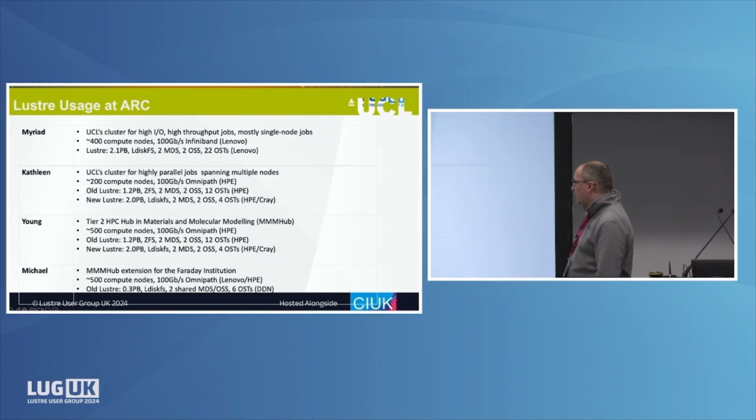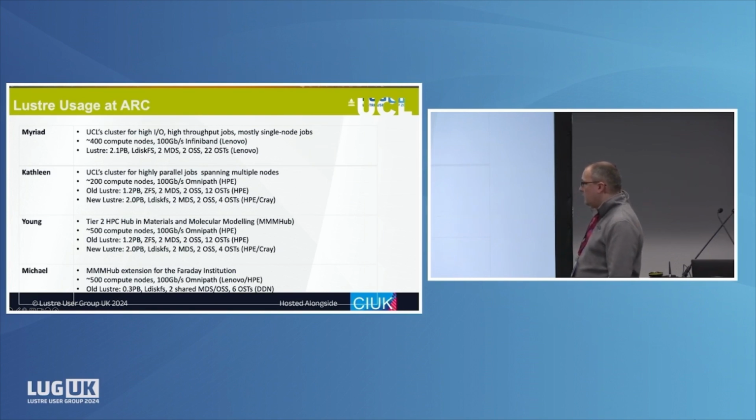1.2 petabyte using ZFS as the backend, both on the metadata and object storage. And the performance was never really great, to put it mildly. So that played a big role in replacing it. And the new Lustre system is a HPE Cray cluster store system, 2 petabyte on LDiskFS.